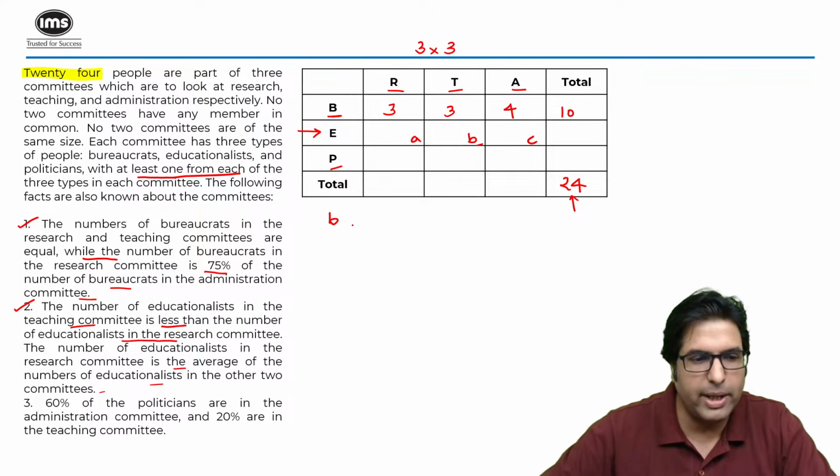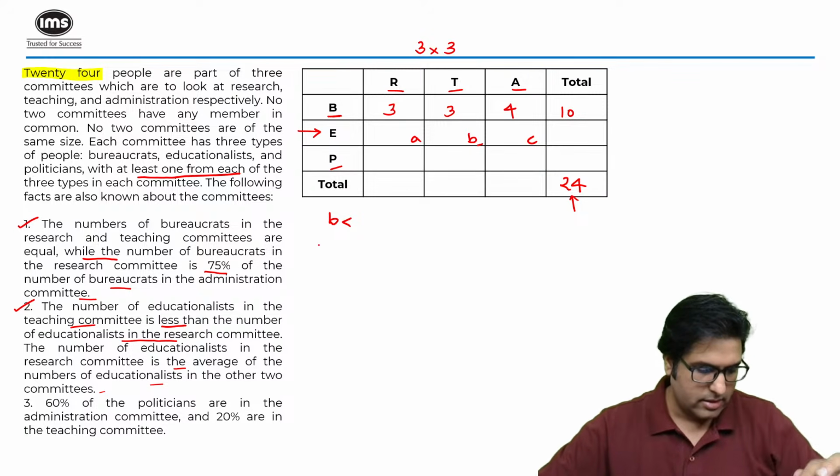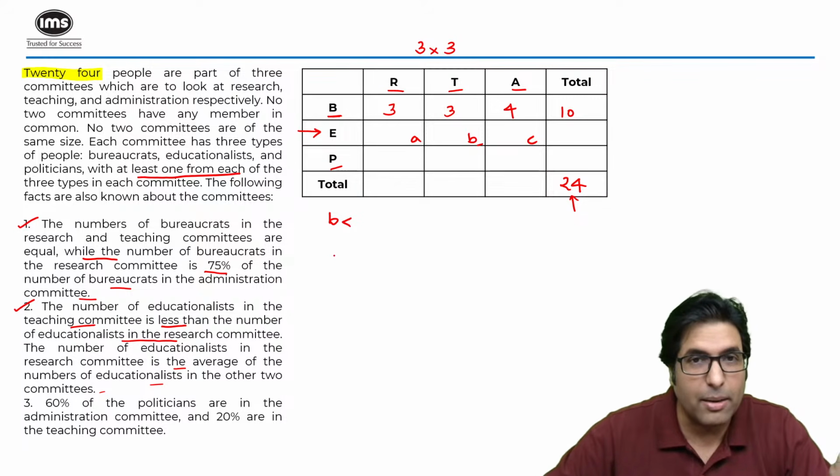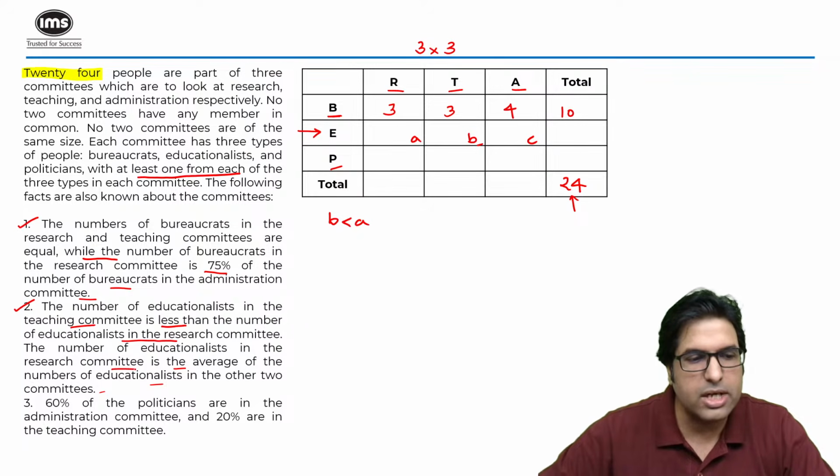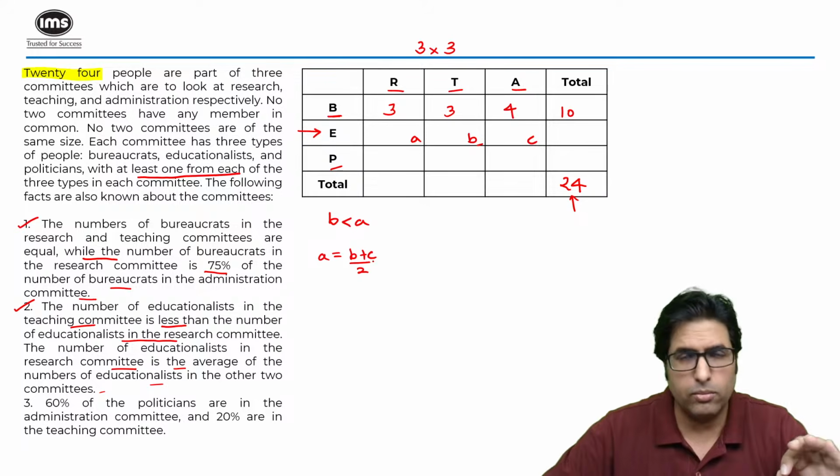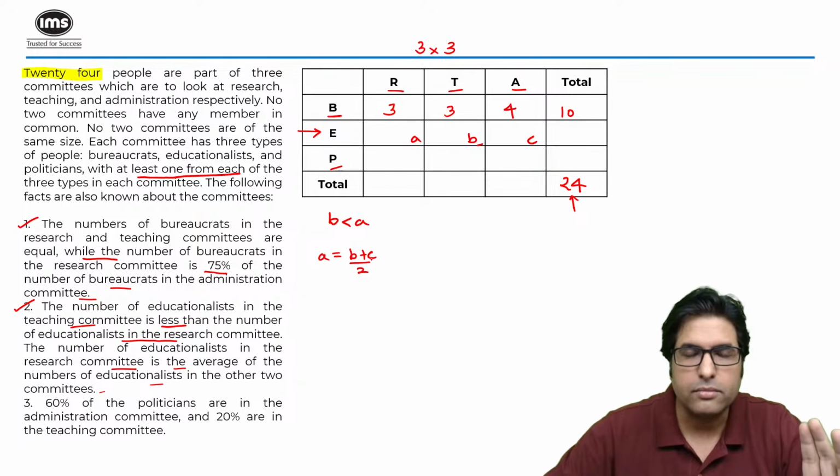So they are saying this B is less than the number of educationalists in the research committee. So B is less than A. And the number of educationalists in research is A. This is nothing but the average of the other two. So the average of the other two would be A is equal to (B plus C) by 2.